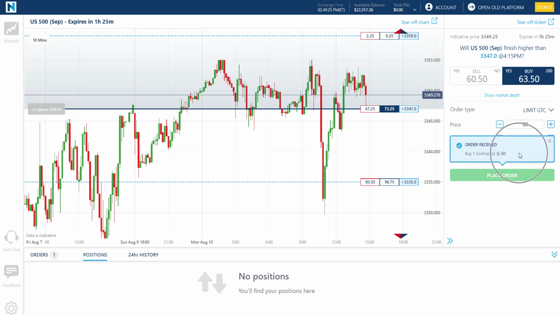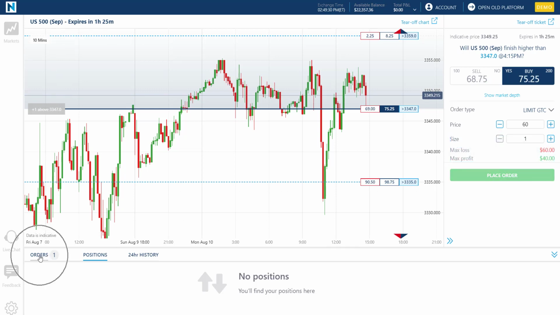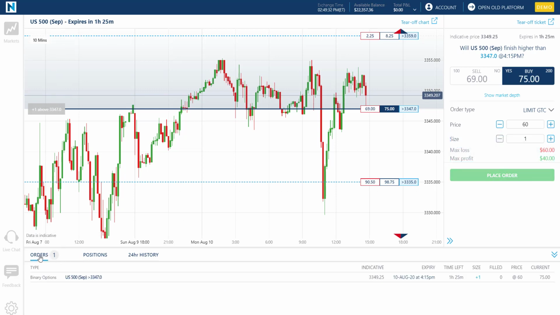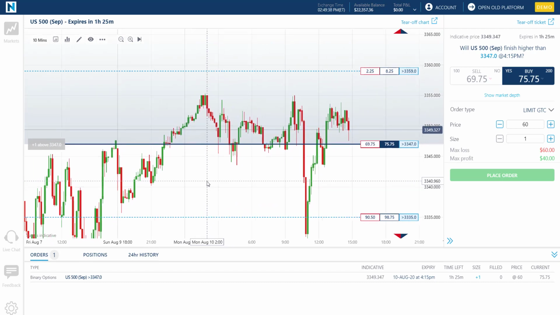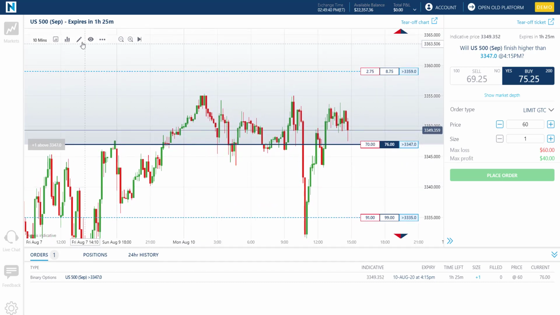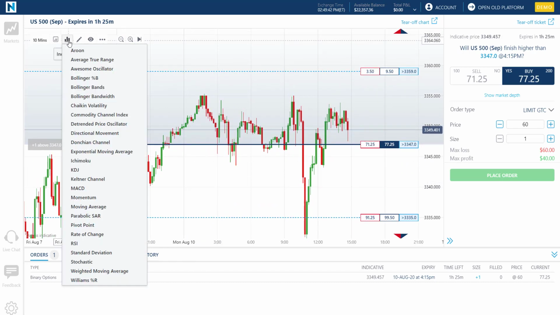A pop-up message will confirm that your order has been received. You can check the status of your order by clicking on the Order tab below. And that's it. With just a few clicks, you've placed your order on the Nadex platform, getting you into the exciting action of Nadex prediction markets.